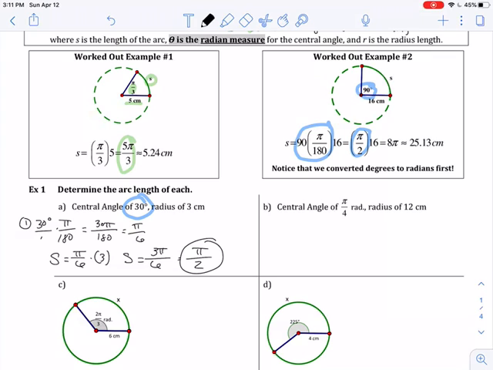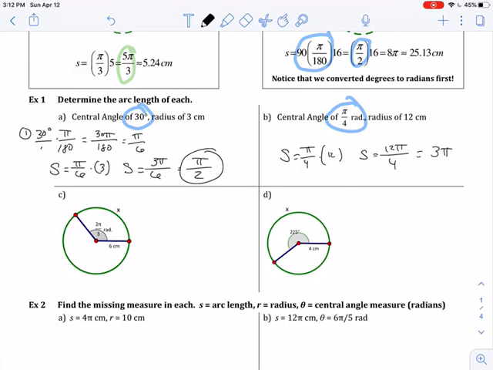Example B here. This one is already in radians. So I don't have to do any conversion. It already gives me the radians. So now I just need to plug in my formula. So that arc length is going to equal the angle, pi over 4, times the radius, which is 12. So I'd have S equals 12 pi over 4, which simplifies down to 3 pi. Okay?